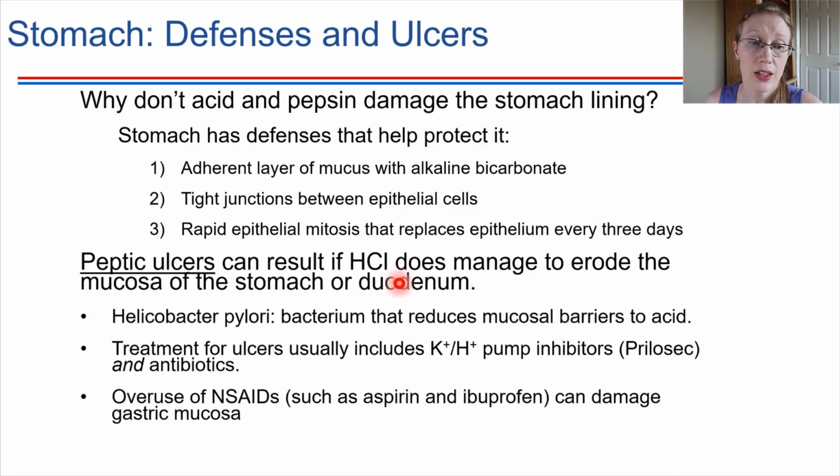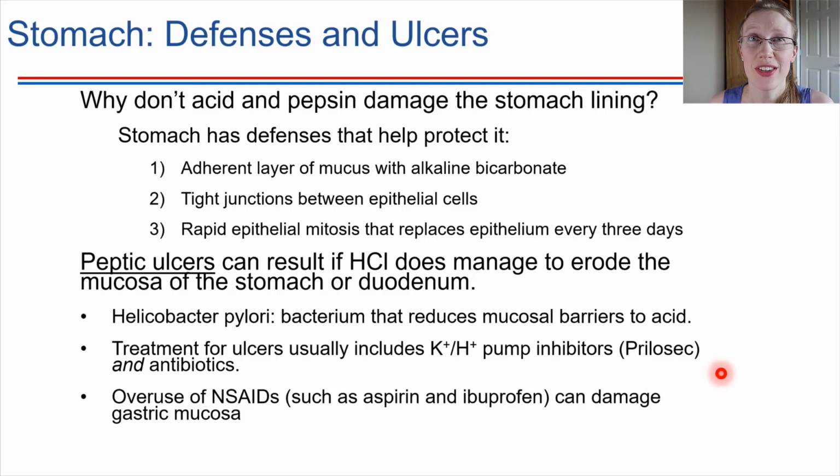Sometimes HCl does manage to erode sections of the stomach mucosa, and also the first section of the small intestine. Sometimes this can happen, and this is what an ulcer is. A peptic ulcer is a spot where there has been damage due to these substances. Many people who have ulcers also have a certain type of bacterium living in their stomach. It's called Helicobacter pylori. The presence of this bacteria doesn't necessarily cause the ulcer, but it can contribute to it. The presence of this bacterium tends to reduce the mucosal barrier, and so it makes a person more susceptible to damage.